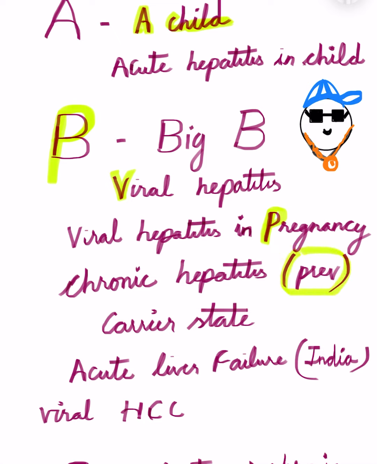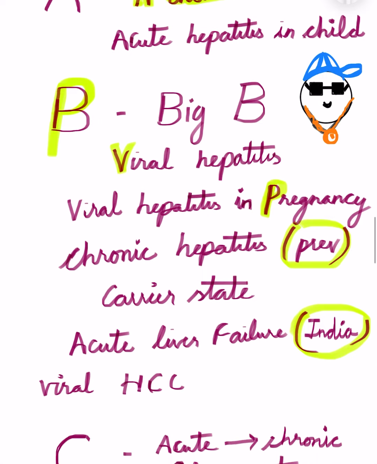So the highest prevalence is for hepatitis B virus, and the carrier state is most common for hepatitis B virus. The most common cause of acute liver failure in India is hepatitis B virus, and it's an oncogenic virus, that is, it leads to carcinoma. Hepatitis B virus is the most common cause of hepatocellular carcinoma.